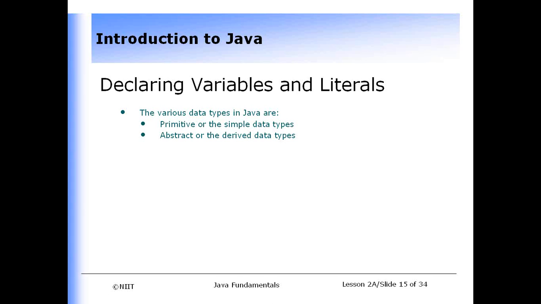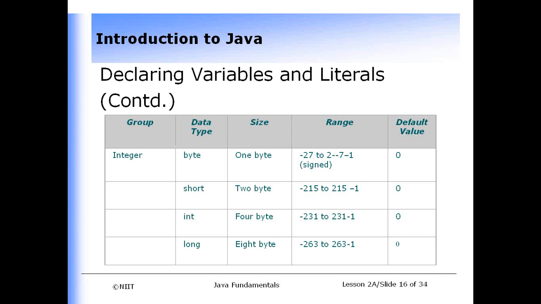There are two types of data types we have: primitive data types and abstract data types. So what are primitive data types? These are the standard data types like integer. In integer we have byte, short, int, long. These are the different data types we have in integer types.